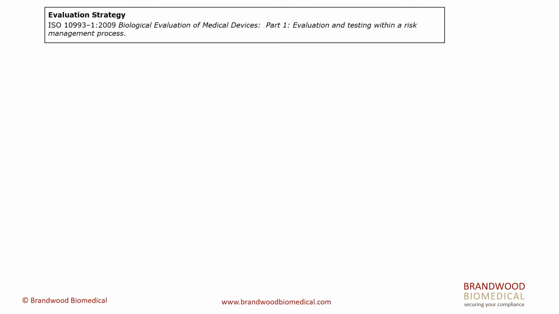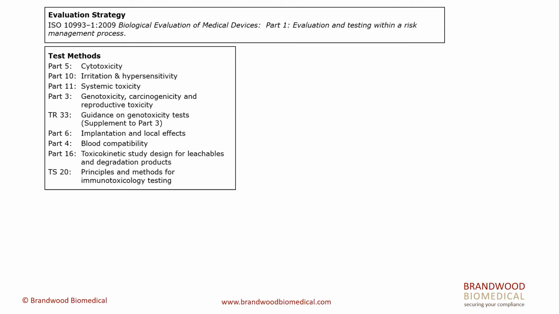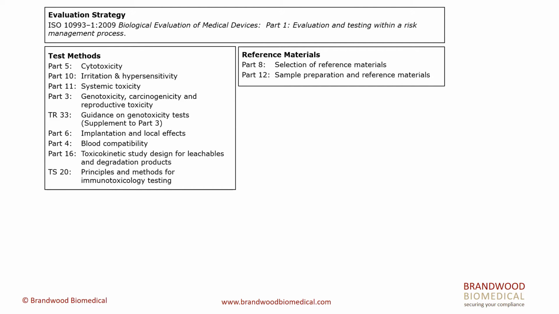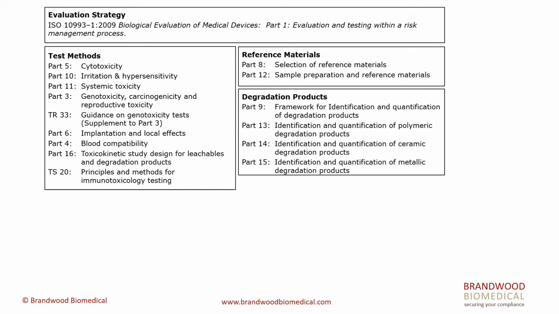If we look at the set of standards that make up the ISO 10993 series, Part 1, the parent standard, of course, sets out the overall framework, and that's what I'll be talking about today: conduct of evaluation and testing within a risk management process. But supported by that, there are a whole bunch of standards which provide test methods. There are two standards, Parts 8 and 12, which provide guidance on use of controls and reference materials and preparing samples for testing. There are a set of specialist standards on degradation products and how to identify and quantify degradation products, whether the material is degradable intentionally or otherwise.